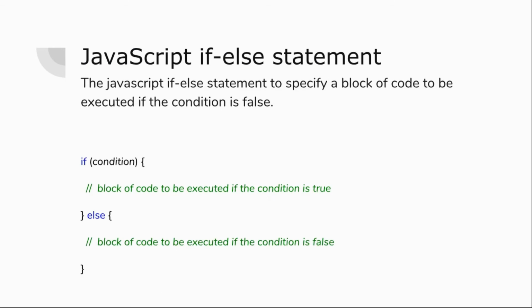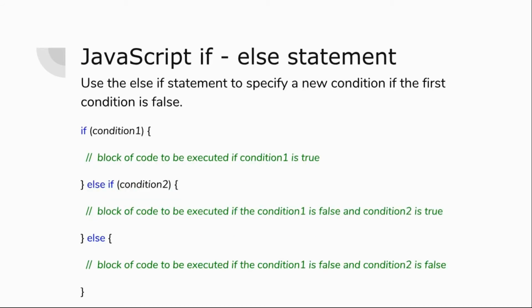JavaScript if else statement: it specifies a block of code to be executed if the condition is false. For example, if the condition is true, a block of code is executed. If the condition which we define in the if portion is true, it executes first. If the condition is not true, then it goes to the else part, which comes after the if statement.